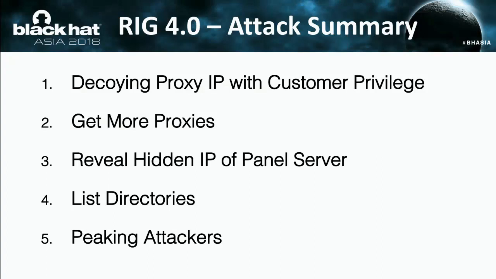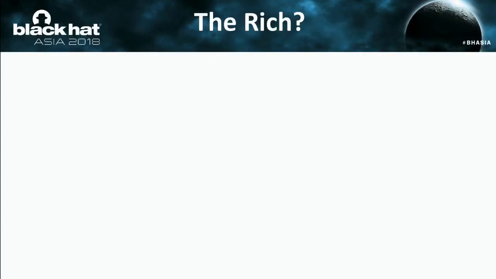So till here, I already discussed 5 different attacks on the RIG4 exploit kit. We can decoy the proxy IP with the customer privilege, and we can generate so many proxies, and this might lead to takedown of the proxy server. We can reveal the hidden IP of the actual panel servers, and we can see some of the directories and take a look at the data of the actual attackers. So I have one interesting number to show you.